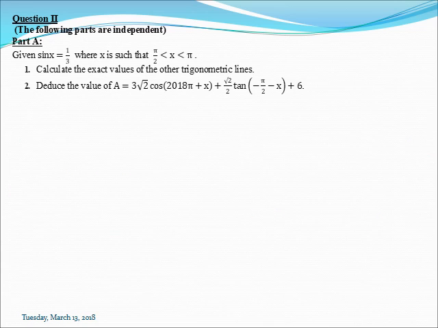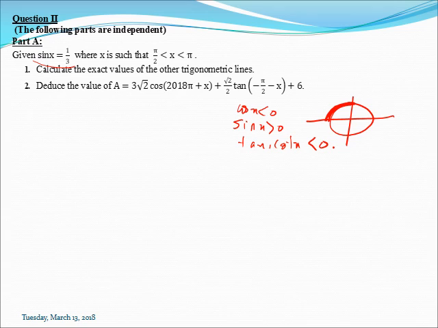Question 2. The following parts are independent. Part A. Given sin x equals 1 over 3 and x is between pi over 2 and pi. If x is between pi over 2 and pi, then cosine x is negative, sin x is positive, tangent x and cotangent x are negative. So begin.